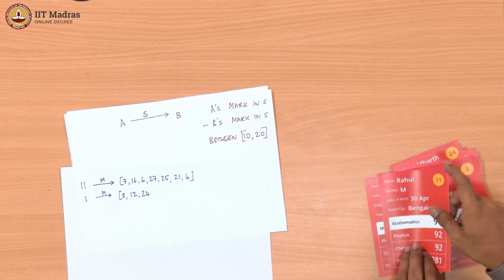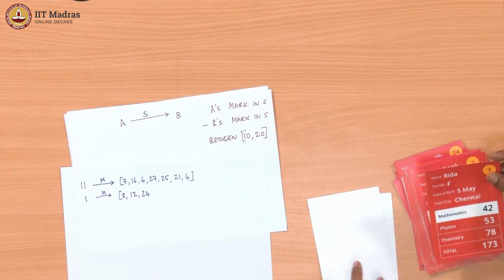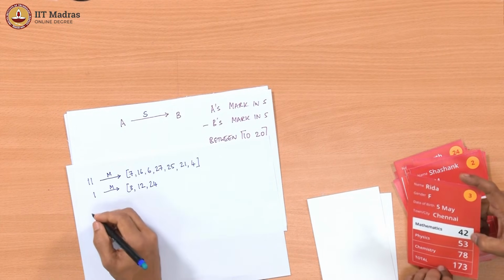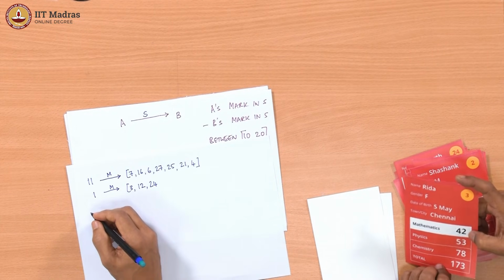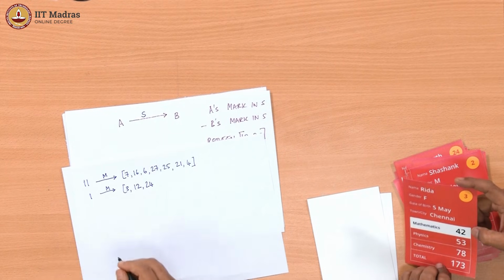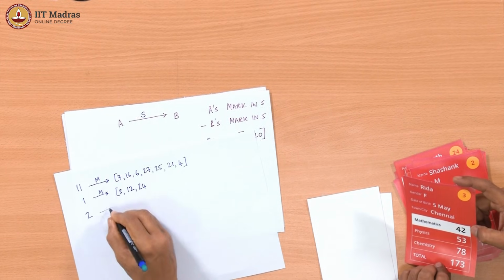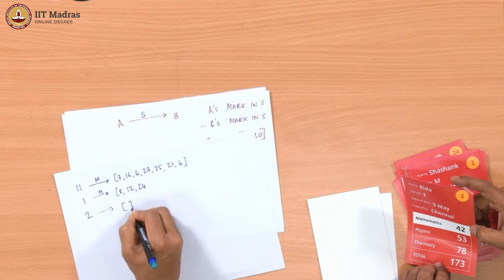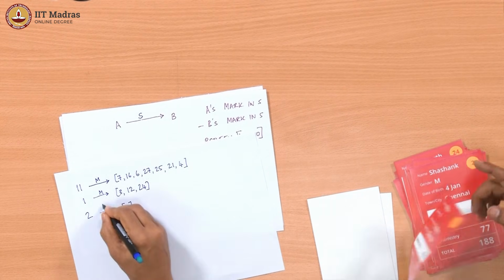Now we have done Rahul and Harish. 2 we have done. Now we come to Rida. So I think 42 was the lowest mark. I don't think anybody has got 32. So Rida, I will just put it as an empty set. An empty list. Okay. Rida's done.